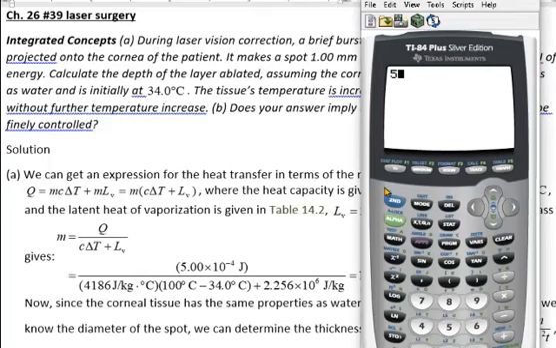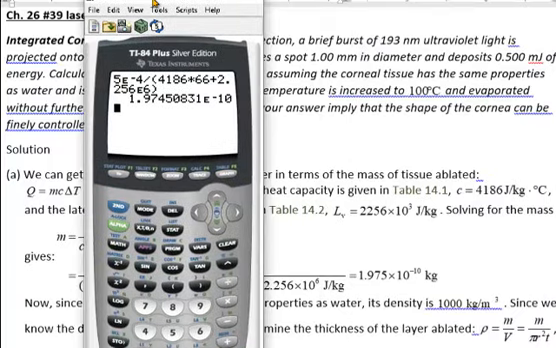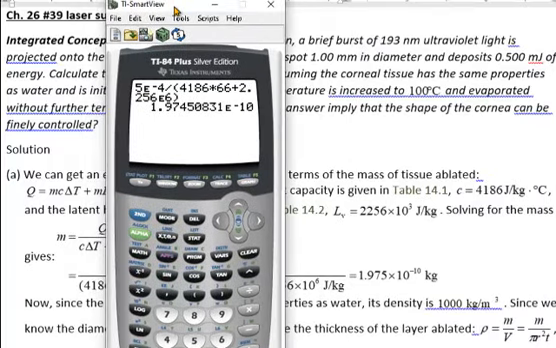so let's see, 5.00 times 10 to the negative 4, there it is, divide by, better open a parentheses for the denominator, so 4,186 times the 66 increase in temperature plus the latent heat of vaporization. Let's see, that's a 6, there we go, parentheses, and of course that's what they come up with, the 1.975, 10 to the negative 10 kilograms.